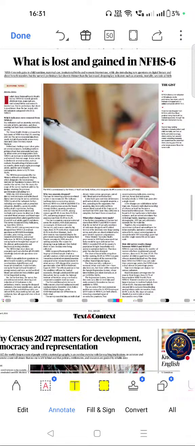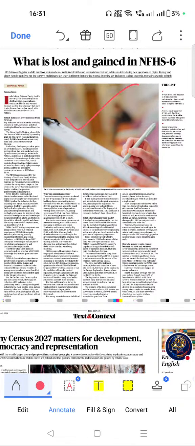The first important article from text and context section was this one. What is lost and gained in NFHS 6? If you see the importance of this topic, NFHS is among the most frequently asked surveys in UPSC. Direct relevance to GS2, health and social justice. Frequently used in UPSC essay and mains answers. And it is important for population studies and social indicators. SSC banking exams regularly ask questions on NFHS. Questions have appeared on National Family Health Survey, nutrition, anemia, maternal health, child health, population indicators, and women empowerment.